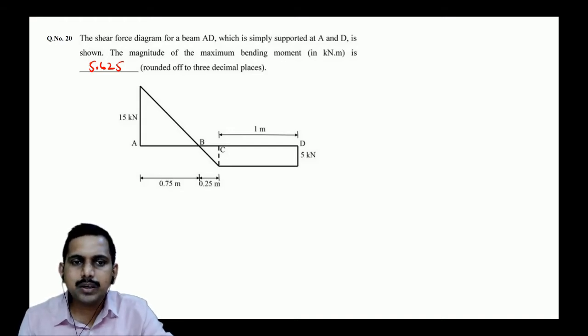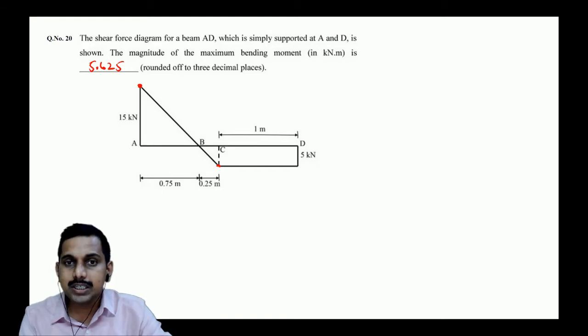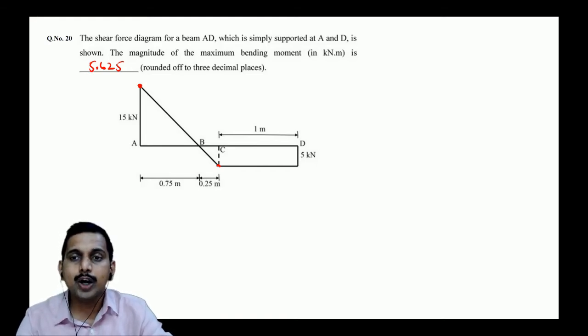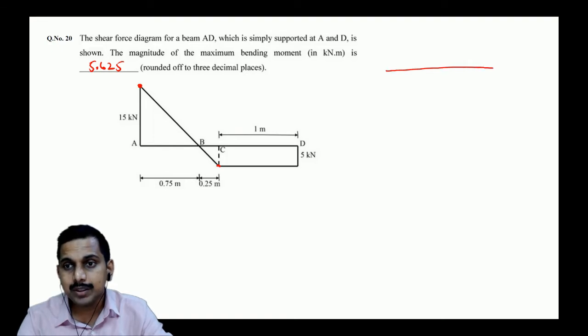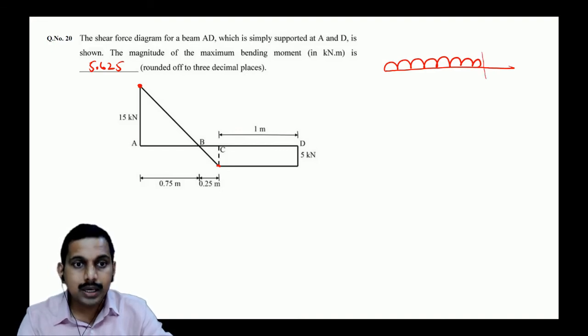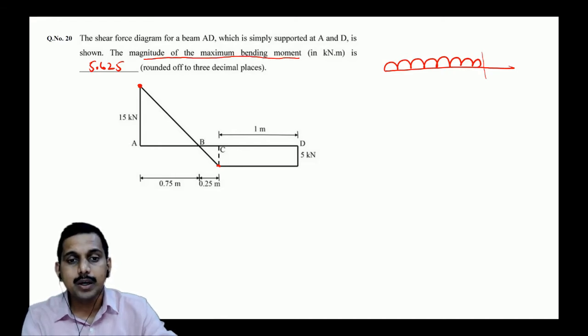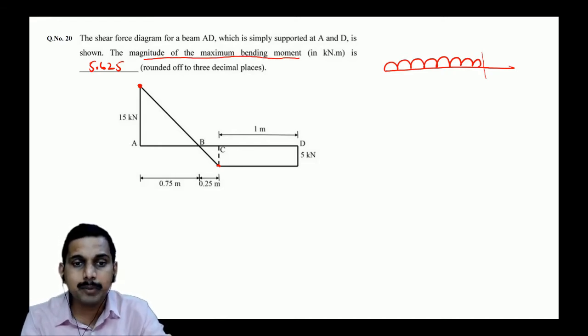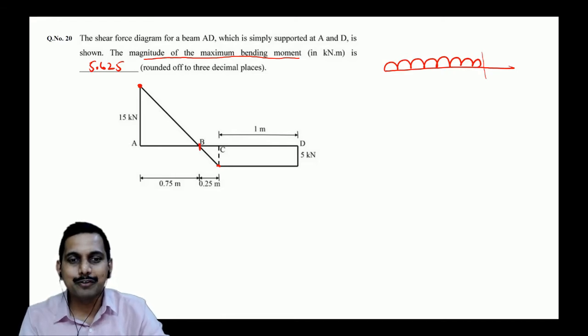See, one of the main things you have to understand is, because this is a direct linear, from here to here, it is linear. So since the shear force diagram is linear, how should the loading diagram be? Loading diagram should be straight, is it not? So when loading diagram is straight, one of the things asked is the magnitude of the maximum bending moment. Where is the bending moment maximum? Where the shear force is 0. So where is the shear force 0? At 0.75.